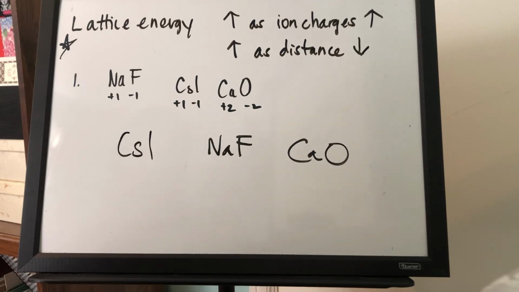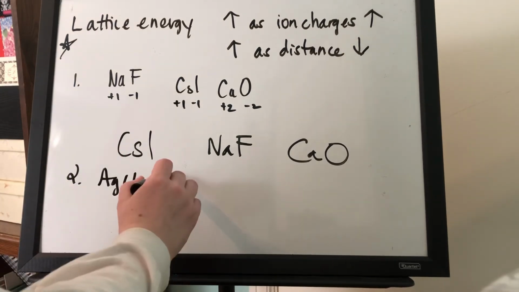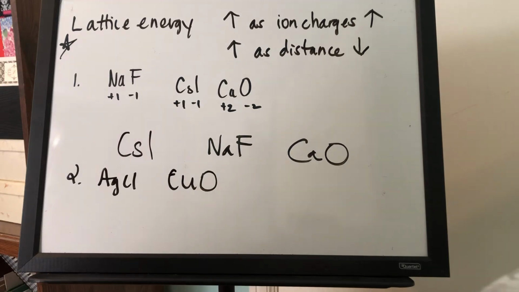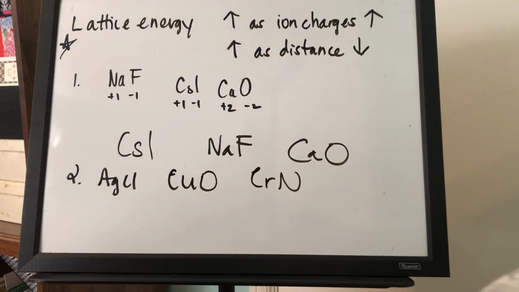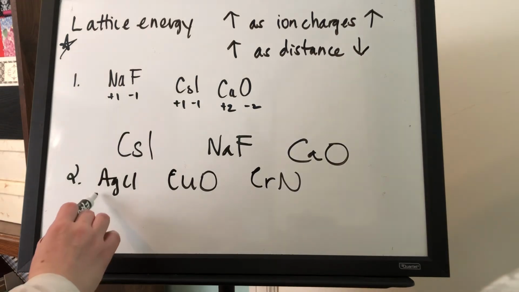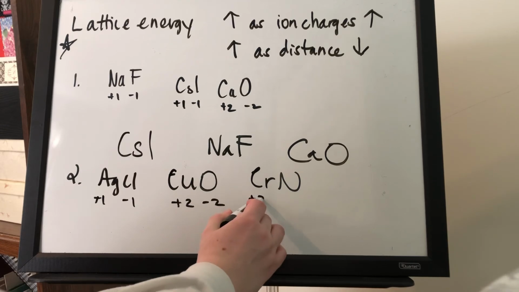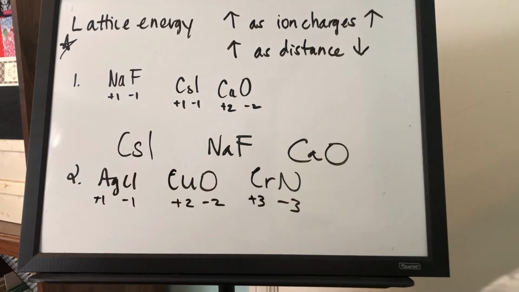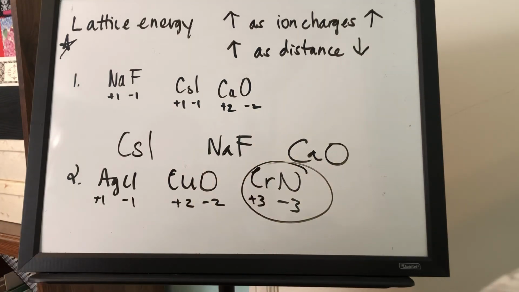Number 2: which substance would you expect to have the greatest lattice energy of these 3 listed? Silver chloride is the first one, copper 2 oxide is the second one, and CrN is the third one. If we can get away with just looking at charges, we look at that first. This is +1, -1, +2, -2, +3, -3. So the largest lattice energy would be CrN because it has the largest charge.